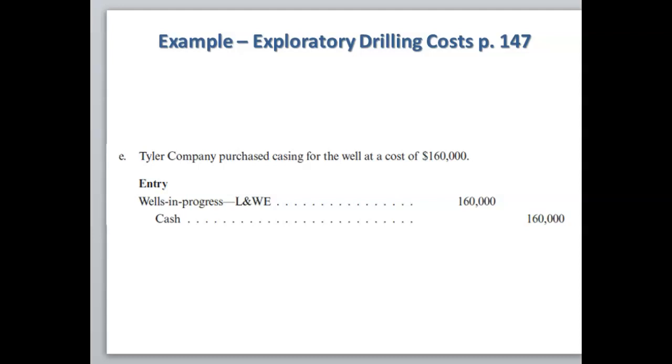Tyler Company purchased casing for the well at a cost of $160,000. Casing is going to go to lease and well equipment.